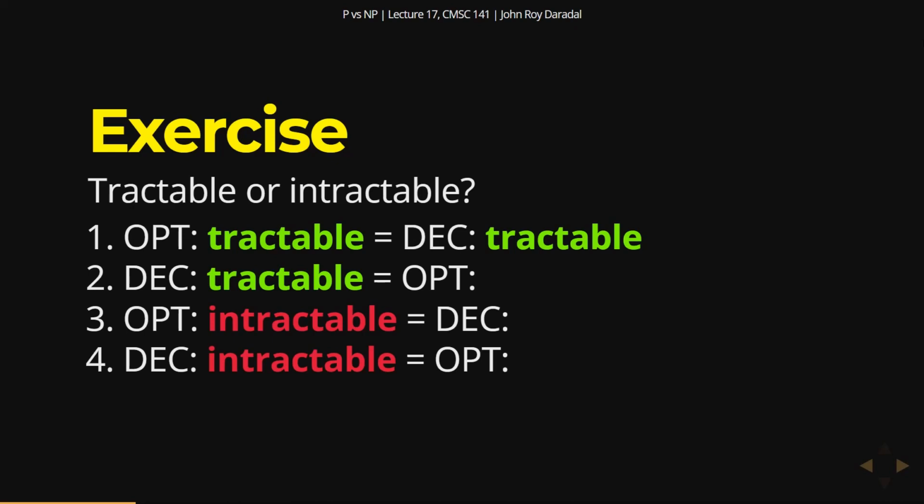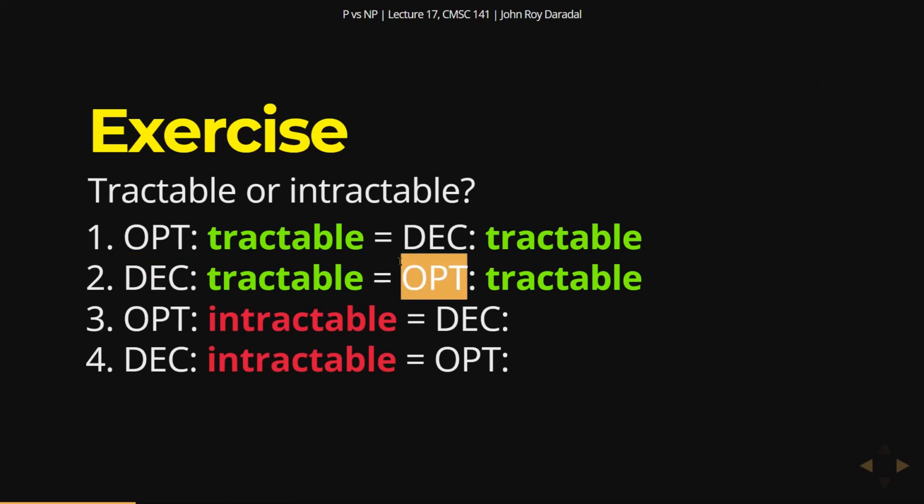Now, how about if the decision version is tractable? Does that mean that optimization is automatically tractable as well? Well, yes, we already mentioned this. You can repeatedly use the algorithm for decision to find the optimal answer.